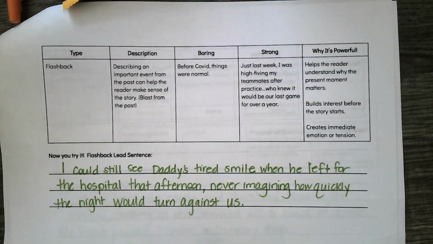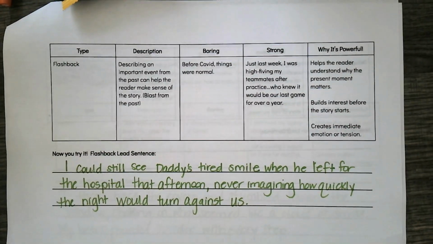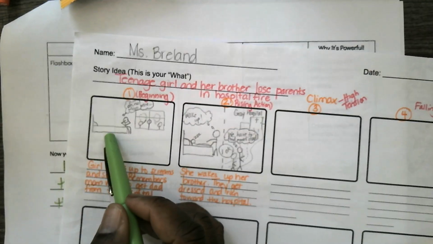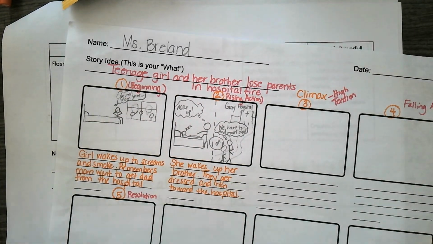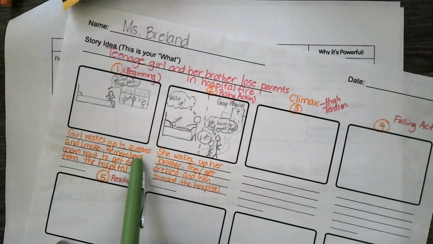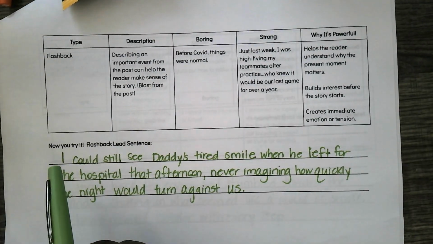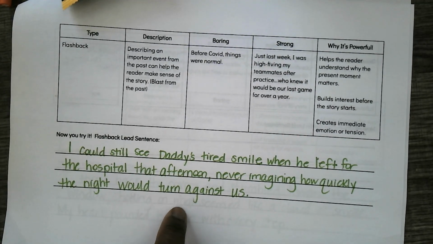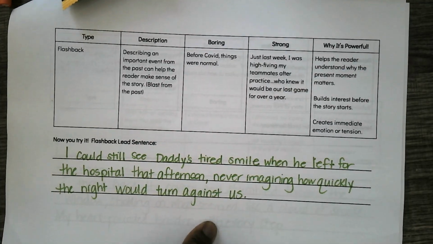And so for mine, this was tricky for me, because I know her part is all about her being awakened by the smoke and the screams and all that stuff. But I'm flashing back, so I'm going back to something that eventually is going to happen in my story. So I said, "I could still see Daddy's tired smile when he left for the hospital that afternoon, never imagining how quickly the night would turn against us." And so obviously the reader's going to be wondering, okay, what in the world happened to make the night turn against y'all? They're going to want to keep reading.